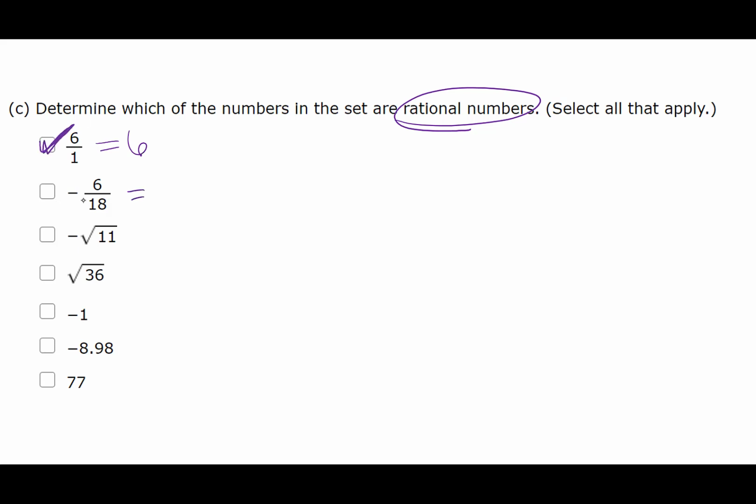Next, negative 6 over 18 simplifies to negative 1/3, which is a fraction. It's a repeating decimal, and so we're going to check that for rational. Anything that's a square root of a non-perfect number is always irrational, so we're going to skip that one. The square root of 36 is positive 6. Negative 1 is a rational number. Negative 8.98 is a rational number, and so is 77.